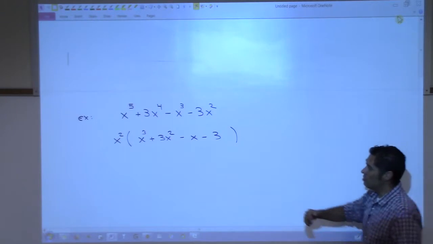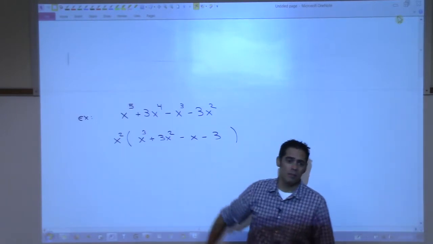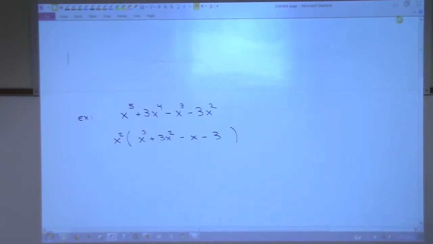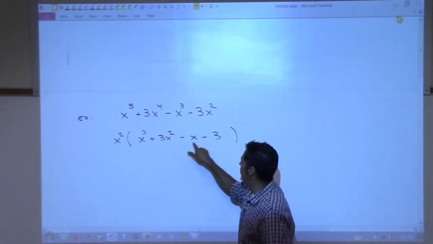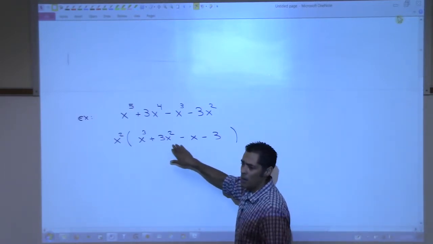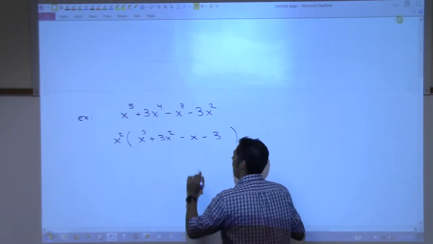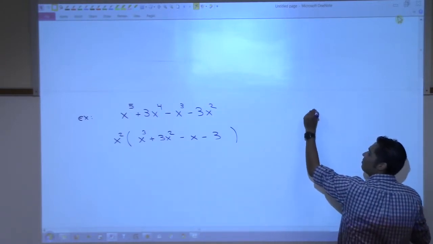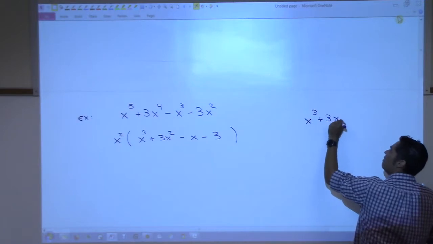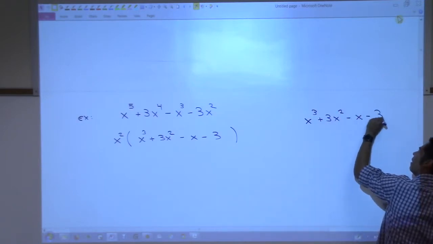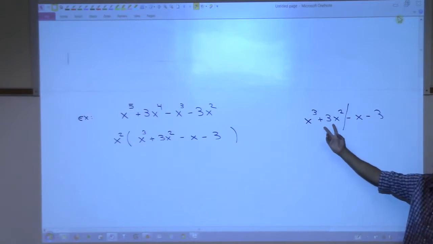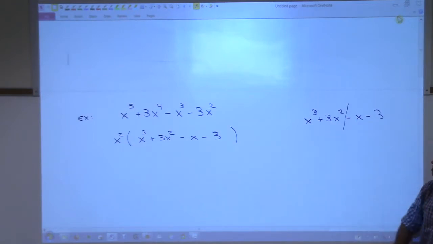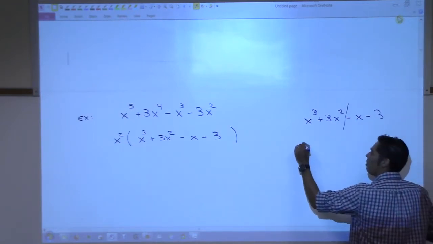Now what I'm supposed to do is look at what's in the parentheses and count the terms. How many terms do I have? I have 4 terms. So I'm now supposed to do grouping on this. So I'm actually going to do that on the side so that I don't get confused. I'm going to slash it right there. And I'm going to pull a GCF out of these. What's a GCF out of those two? X squared.